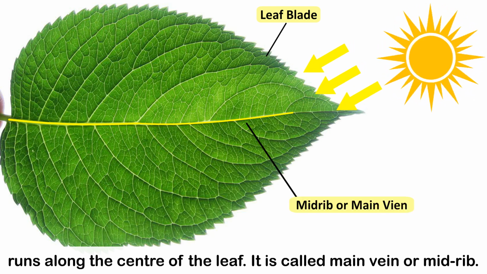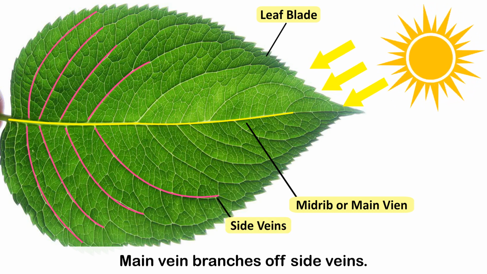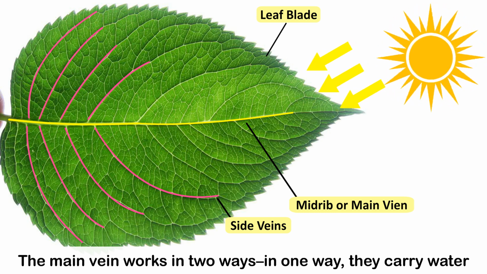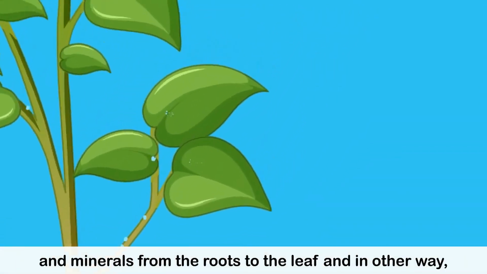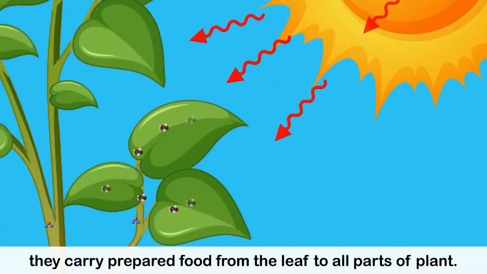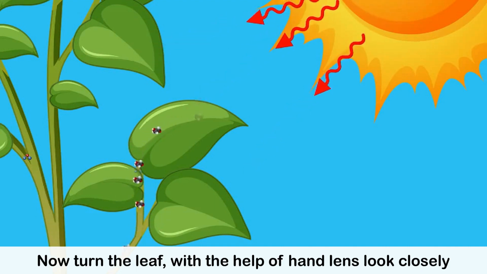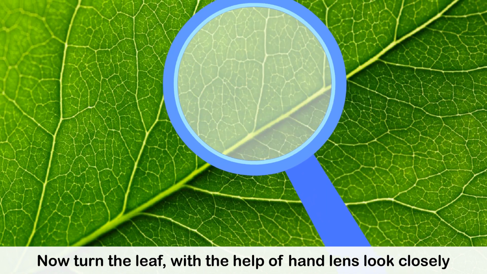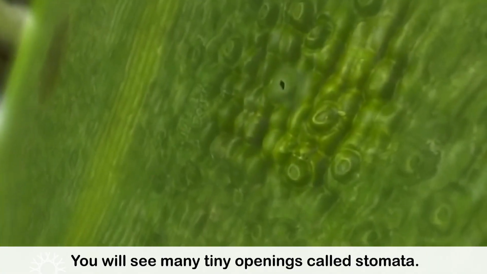The main vein works in two ways. In one way, they carry water and minerals from the roots to the leaf, and in the other way, they carry prepared food from the leaf to all parts of the plant. Now turn the leaf. With the help of a hand lens, look closely at the leaf. You will see many tiny openings called stomata. You cannot see these openings with naked eyes as they are very tiny. Air enters and leaves the leaf through these openings.